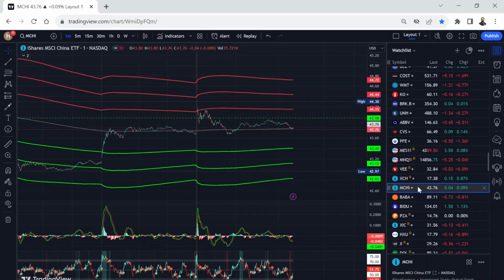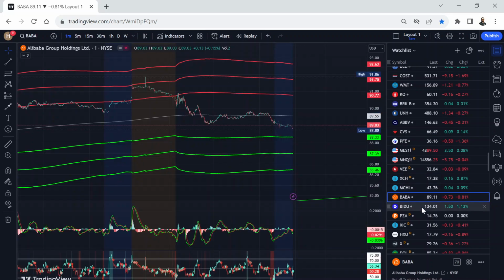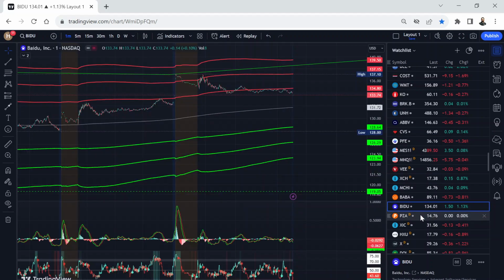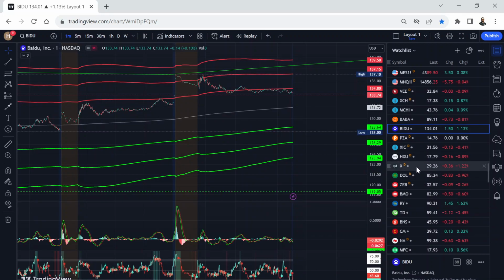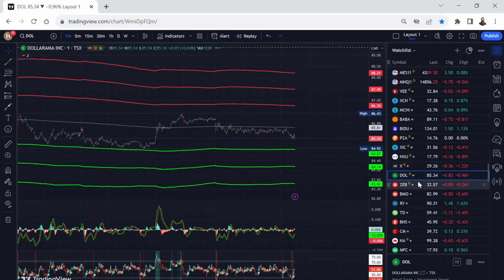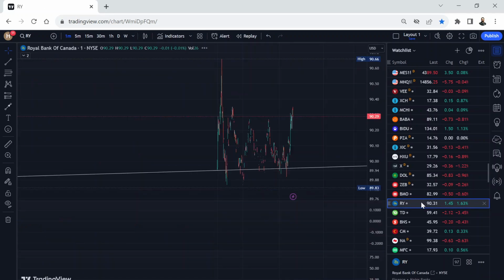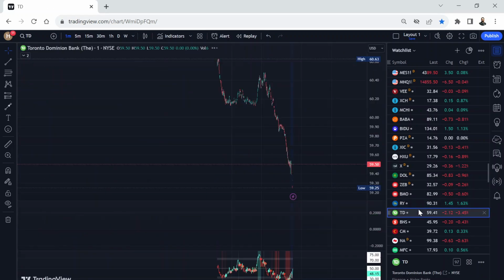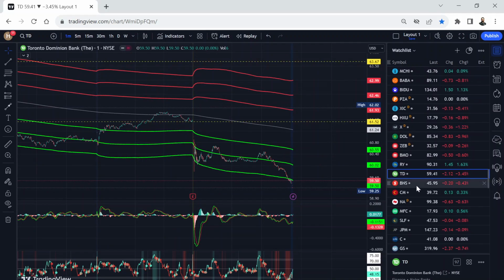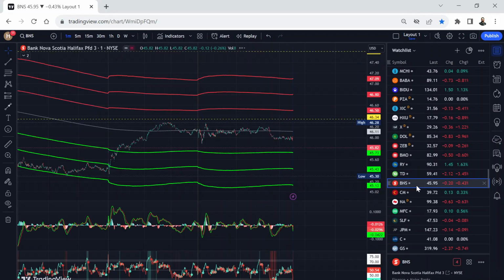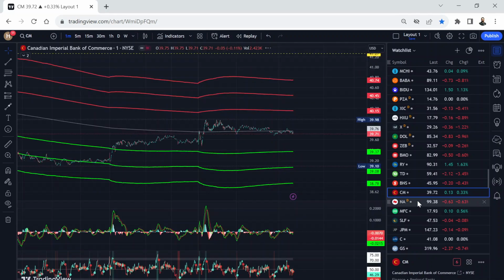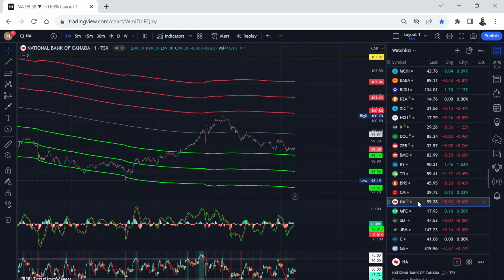Let's look at China, MCH China neutral zone, Baba in the neutral zone, Baidu in the sell zone. And let's look at Canadian stock, Dollarama neutral zone. And let's look at banks, BMO in the buy zone, and Royal Bank in the neutral zone. TD 3% down in the buy zone after earnings. BNS in the neutral zone. CM in the neutral zone. National Bank near buy zone.